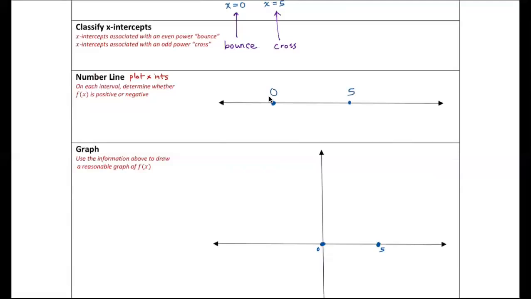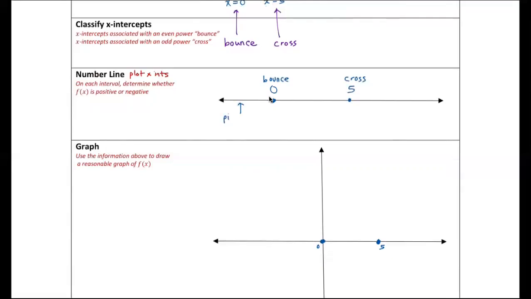And we knew that the 0, 1 is a bounce, and the 5 is a cross. Now it says, in each interval, determine whether f of x is positive or negative. So you're going to go through and pick your favorite value in that interval. So, I don't know, some number between negative infinity and 0.